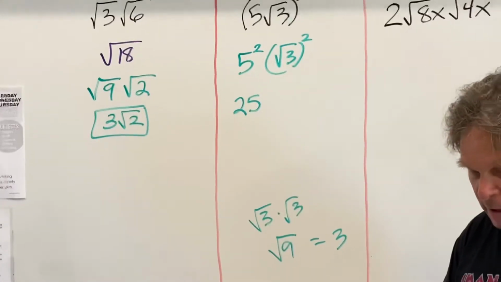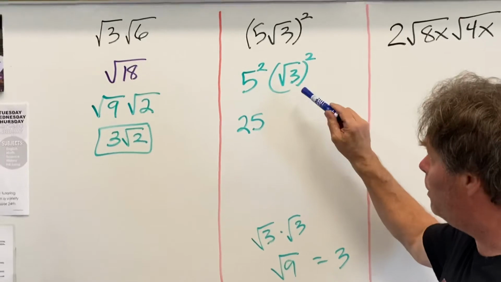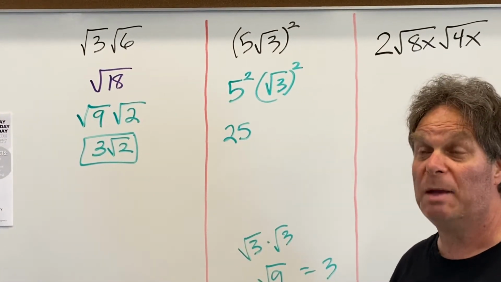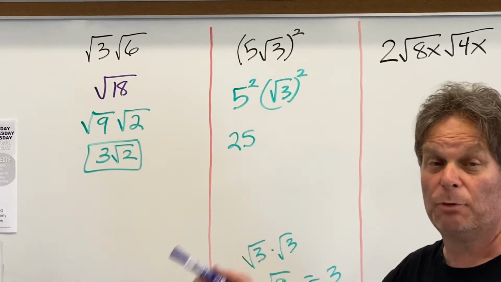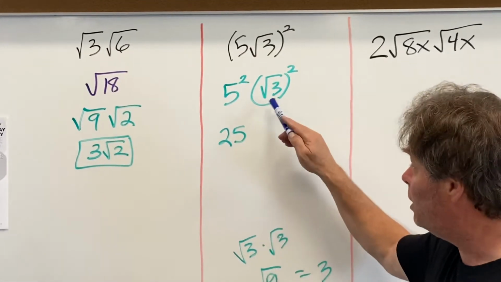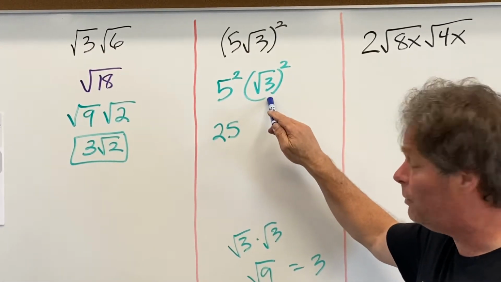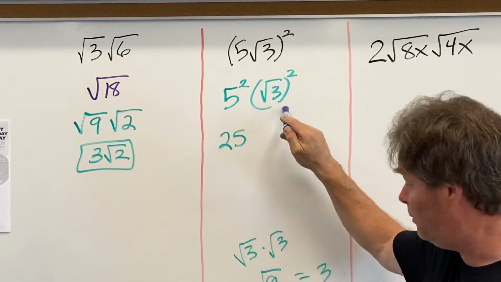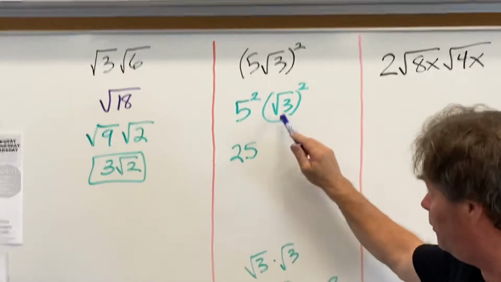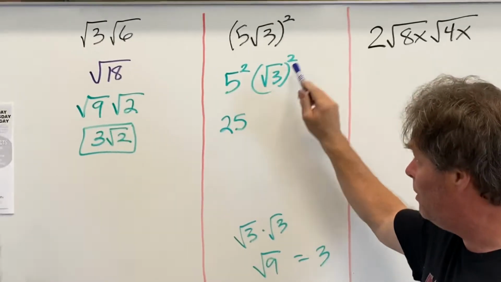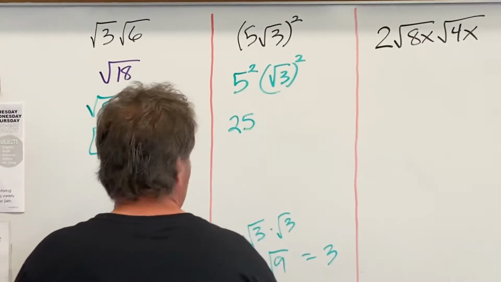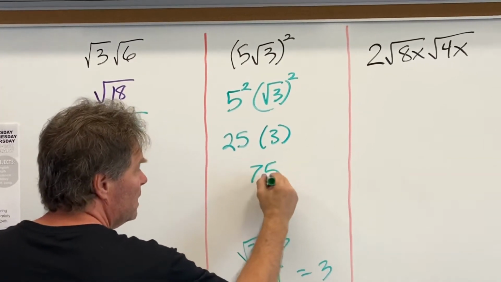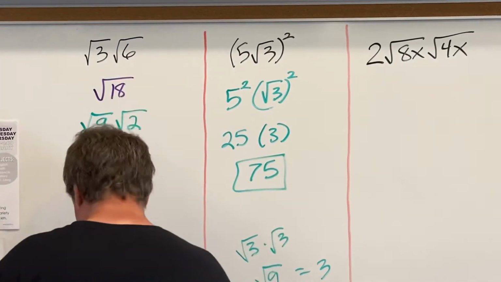But the other way to look at it is, what does square root 3 mean? Square root 3 means the number you times by itself to get 3 for an answer. So if you take the number you times by itself to get 3 for an answer, times itself, you would get 3 for the answer. So either way, the square root 3 squared is going to be 3. So this is going to become 25 times 3, which is 75, and there you go.